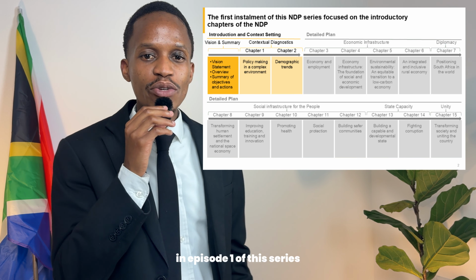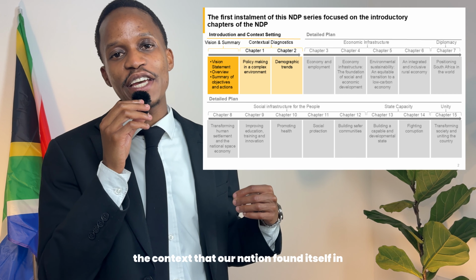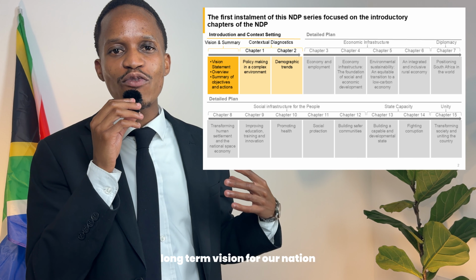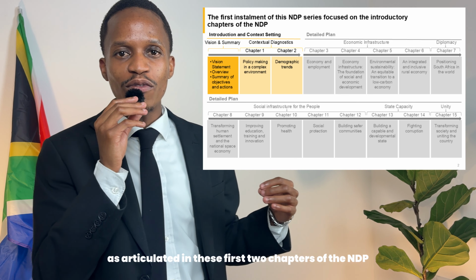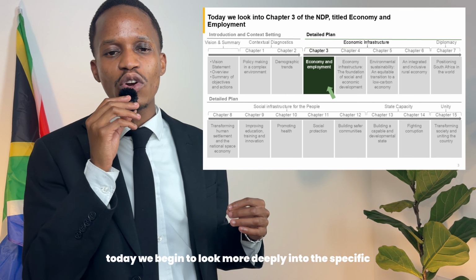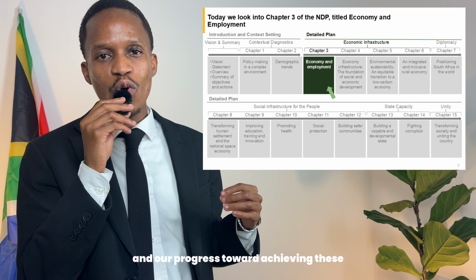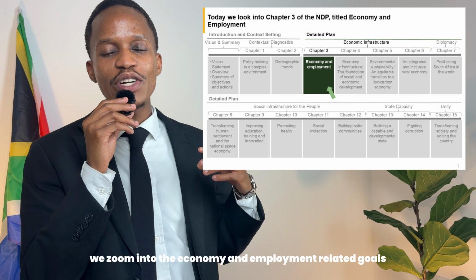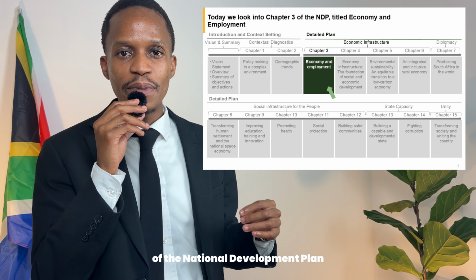In episode 1 of this series, we looked at chapters 1 and 2, understanding the context that our nation found itself in 2012, as well as the overarching long-term vision for our nation as articulated in these first 2 chapters of the NDP. Today, we begin to look more deeply into the specific long-term goals that are set out in the National Development Plan and our progress toward achieving these. In particular, we zoom into the economy and employment-related goals as articulated in Chapter 3 of the National Development Plan.